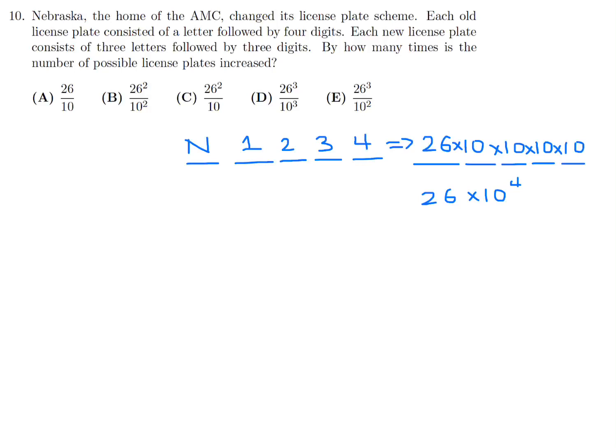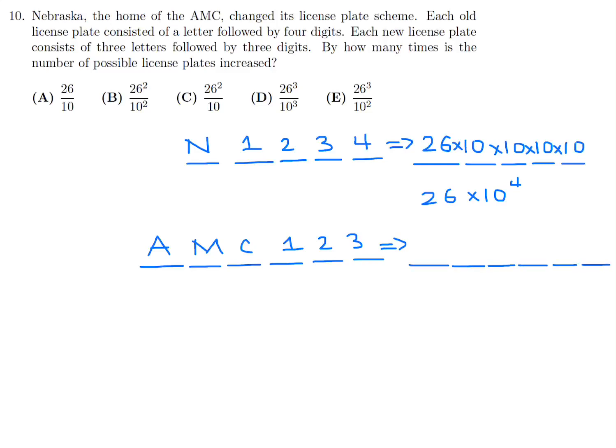Old system. New system, they've got 3 letters and 3 numbers. Correct. So something like AMC 1, 2, 3. Now we need to figure out the number of possibilities. Well, for the letters, each of those have 26 different possibilities, correct? And for the digits, it's 10 for each. So this is now our new number, and I'm assuming this is a larger number. So 26 to the power of 3 times 10 to the power of 3.